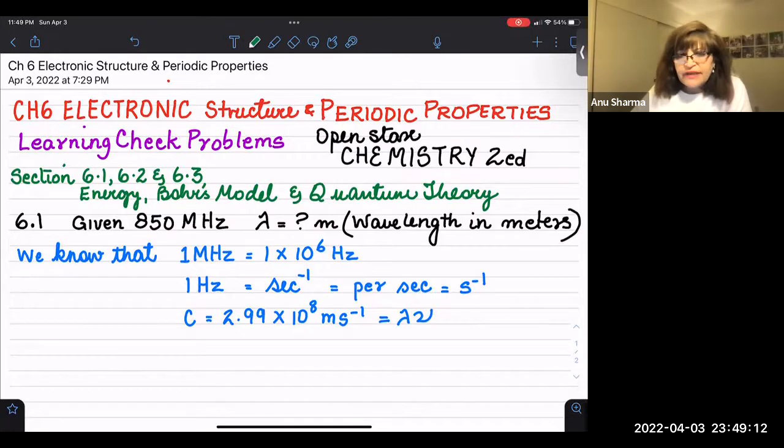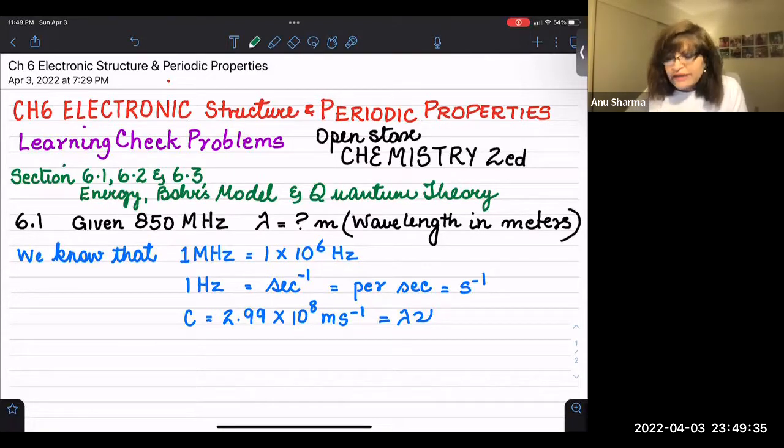hertz. That's one thing. Next thing is, what do we know about hertz? Hertz is seconds inverse. In other words, hertz is a unit of frequency, but it's per second, that is cycles per second. So we also write it as s raised to the power -1. That is the unit for hertz.